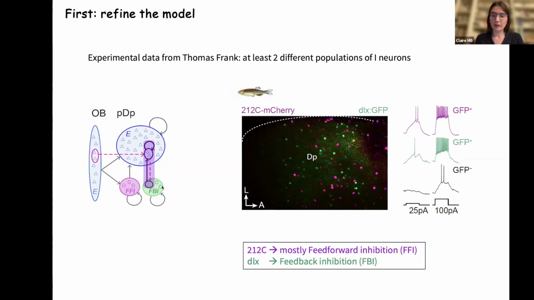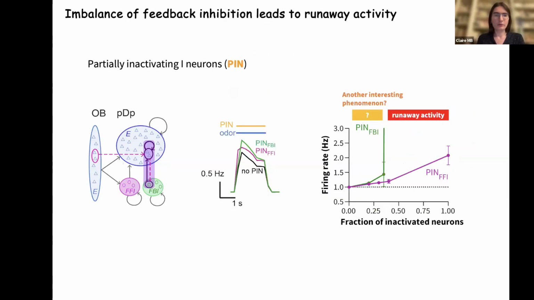So now we partially inactivate either the feed-forward or the feedback inhibitory neurons, and I will abbreviate this PIN on the slide. As expected, if you partially silence either the feed-forward or the feedback inhibitory neurons, this will lead to increased firing, as you can see here on this trace. Black is without PIN, and green and purple are during PIN.